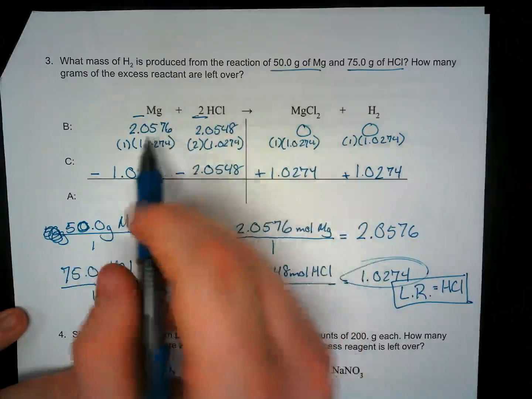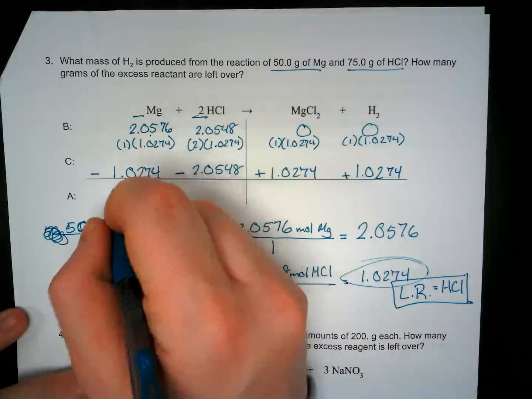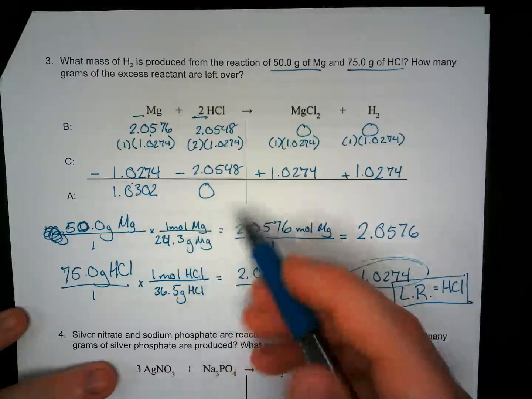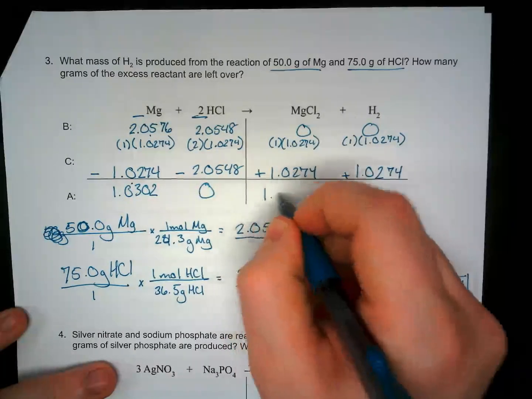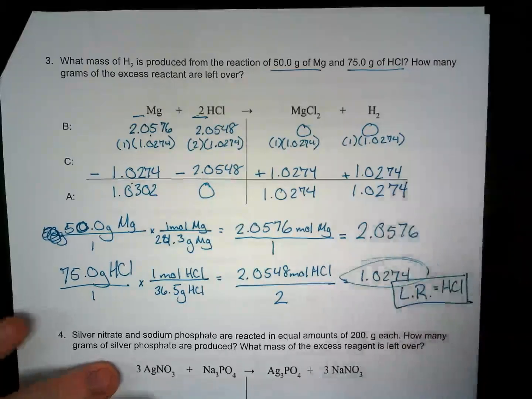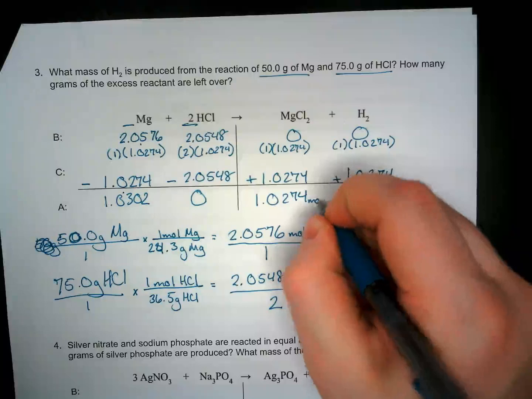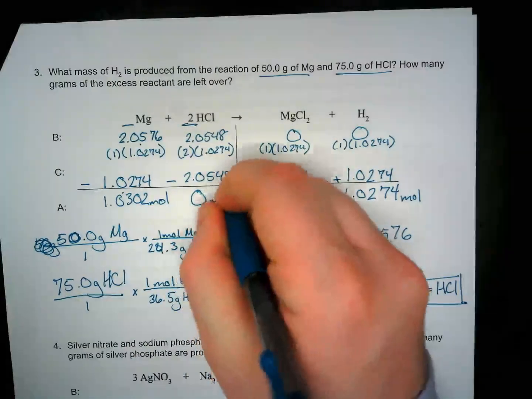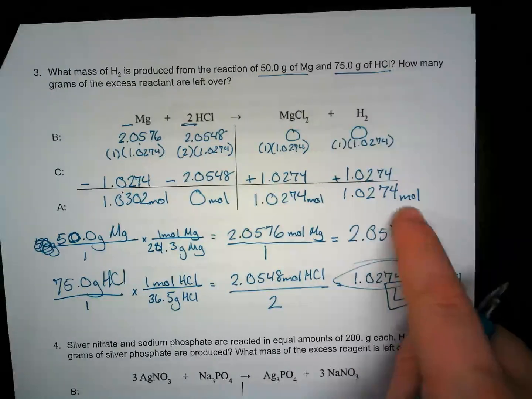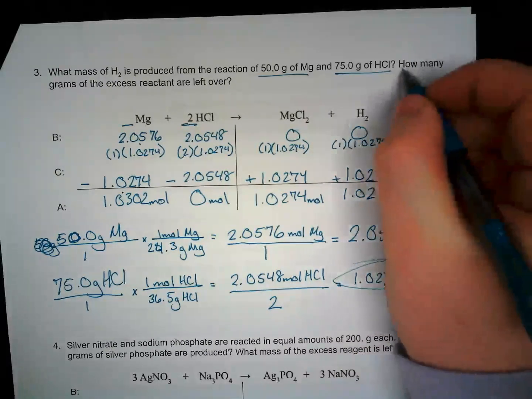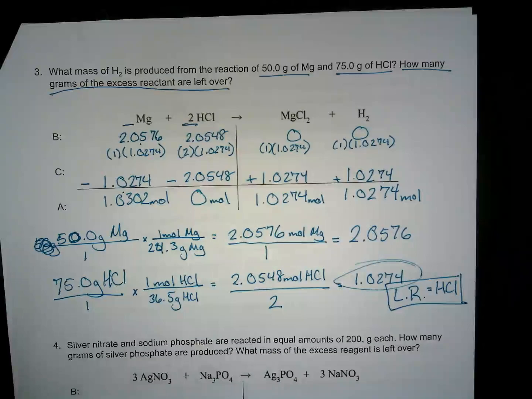So 2.0576 minus 1.0274 is going to give me 1.0302. This will give me 0 because it's 2.0548 minus 2.0548. I'm going to add here, so it'll just be 1.0274 and then 1.0274. Okay, now are we done yet? No, because these are just moles. These are just moles of our reactant here of magnesium. This is the moles of magnesium chloride that's been produced. Here's the number of moles of hydrogen gas that have been produced. So what do we do now? Well, the question is asking ultimately how many grams of excess reactant are left over.